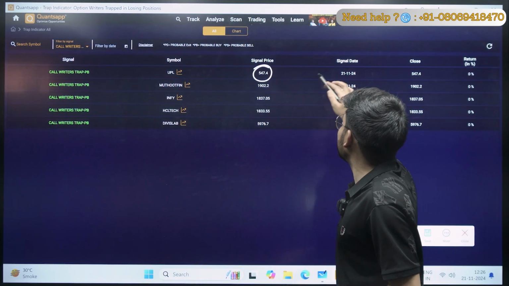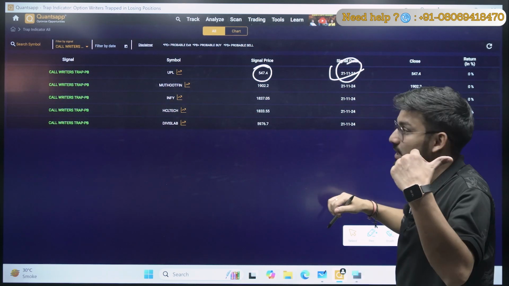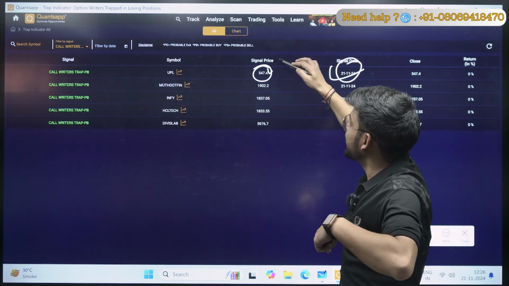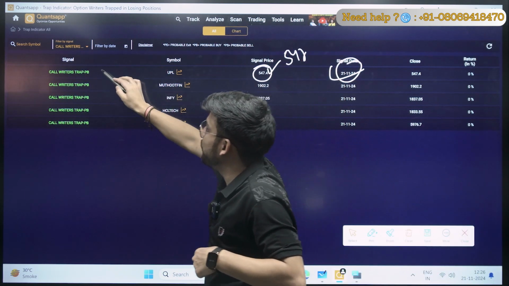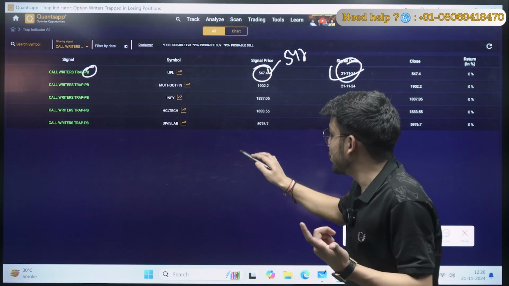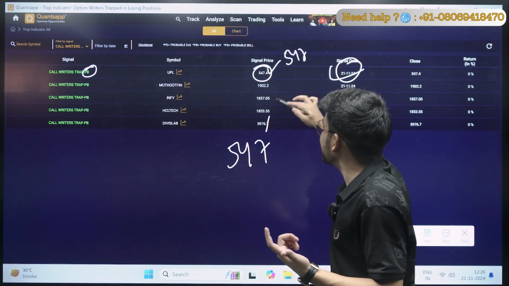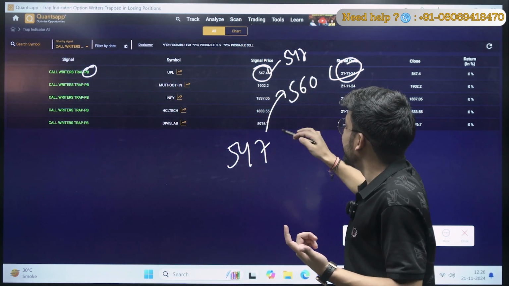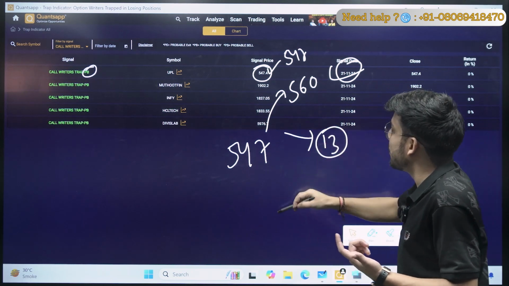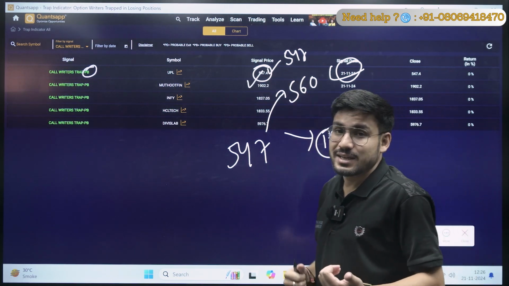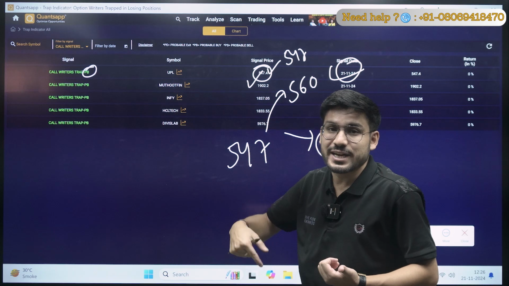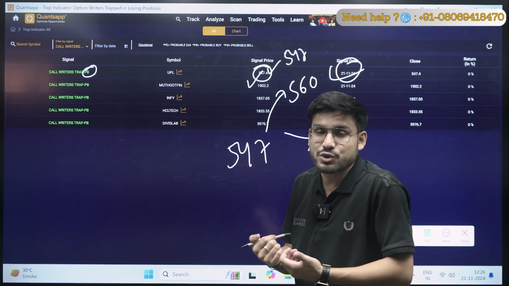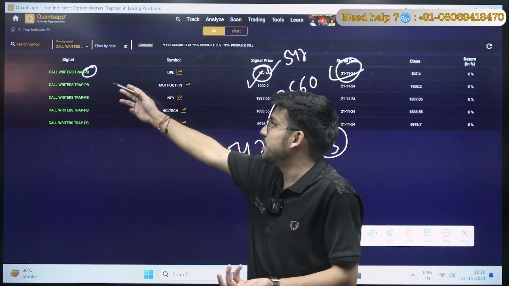You can see 547 on 21st of November. That was yesterday, right? So it gave me a signal at 547 that the put writers are trapped, probable buy, and currently, as I have shown you, it is trading at 560, approximately 13 points above the signal price. This is how it will give you an indication that you should go and buy. This signal will be generated automatically.